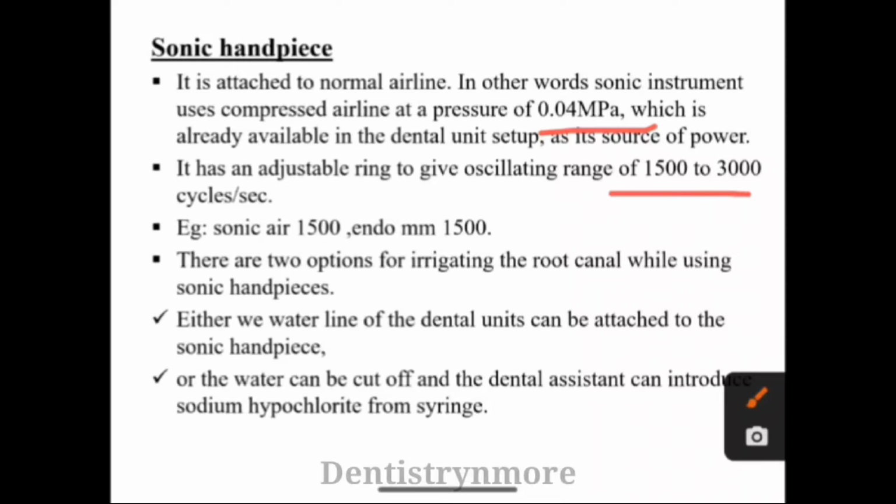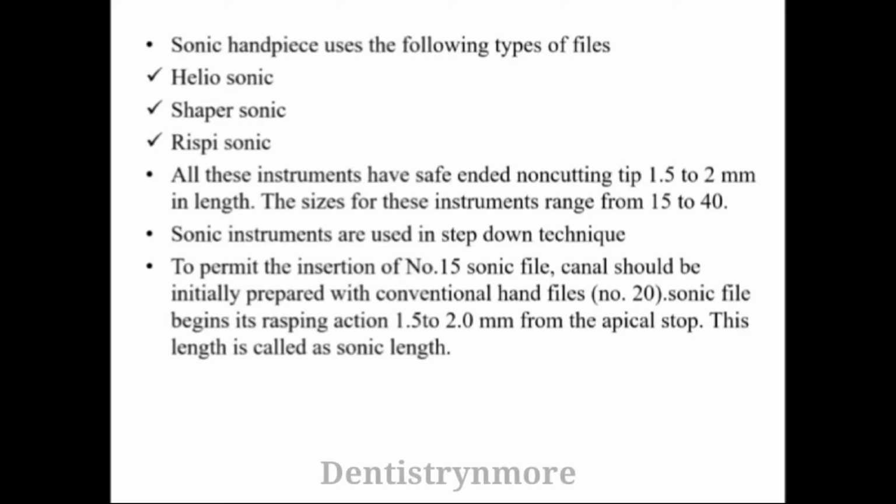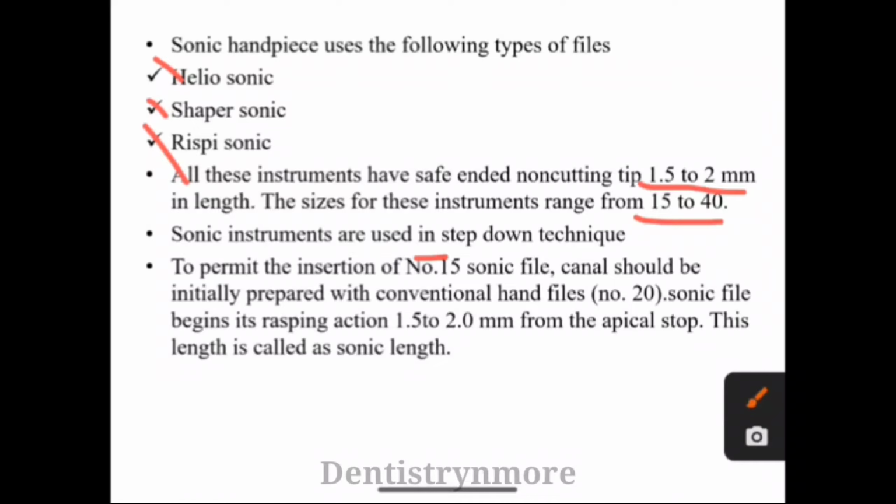And there are two options for irrigating the root canal while using the sonic handpiece. That is, either the water line of the dental unit can be attached to the sonic handpiece, or the water can be cut off and the dental assistant can introduce the sodium hypochlorite from the syringe. And it has types of files, that is Heliosonic, Shaper sonic, and also Rispisonic. All these instruments have a safe-ended non-cutting tip 1.5 to 2 mm in length, and the size ranges from 15 to 40. And they are used mainly in the step-down technique.